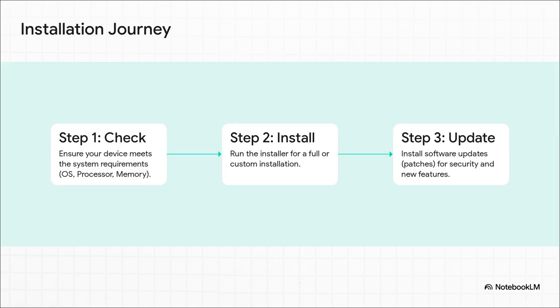And getting that software up and running is usually a pretty simple three-step dance. First, you just double-check that your computer can actually handle it. Second, you run the installer program. And third, and trust me, this last one is super important, you keep it updated. Those updates, or patches, are crucial for security and getting new features.